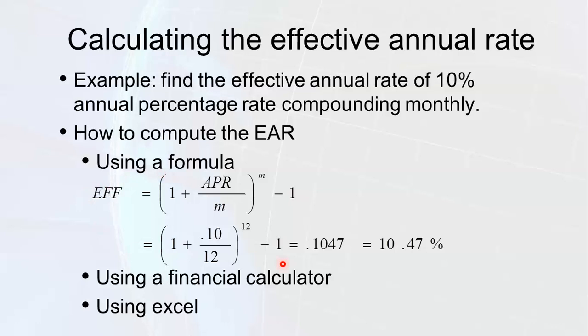Okay, so you can use this formula to compute effective annual rate. So now the difference between effective annual rate and APR: APR is 10%, but effective annual rate is 10.47%. Now let's use the financial calculator and Excel to solve this problem.